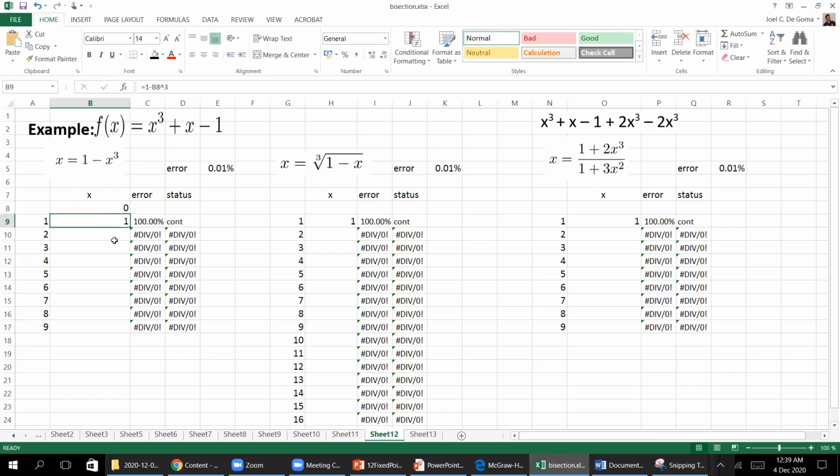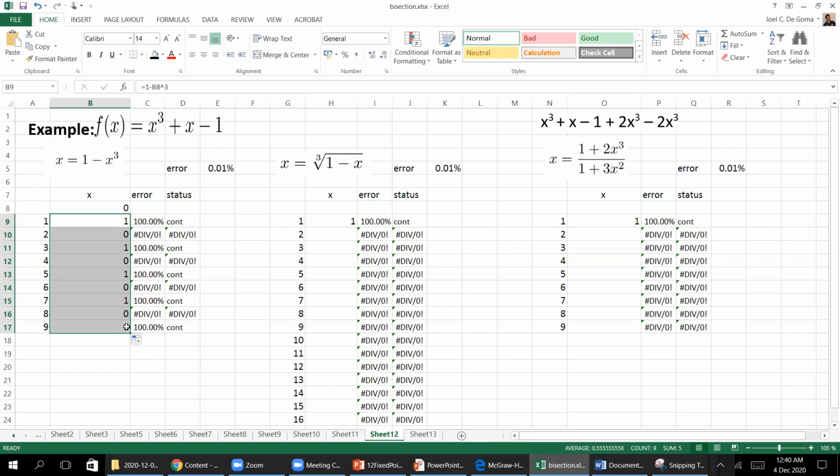1 minus 0 cubed is 1. So this 1 will be substituted into our equation to get the next x. 1 minus 1 cubed is 0. Substitute it again, so 0. If this is our answer, it means our equation doesn't work to get the root of our original equation. So we need to look for a new derivative of the original equation.